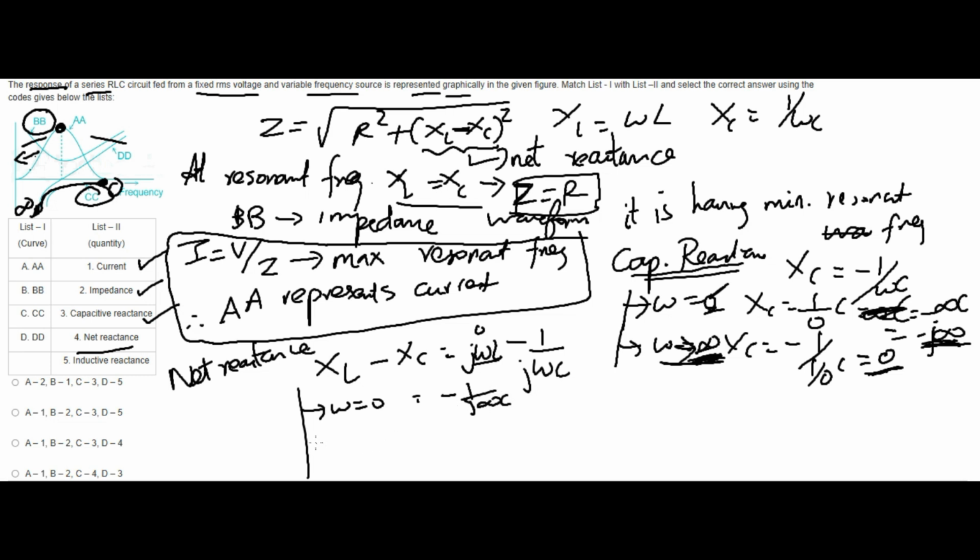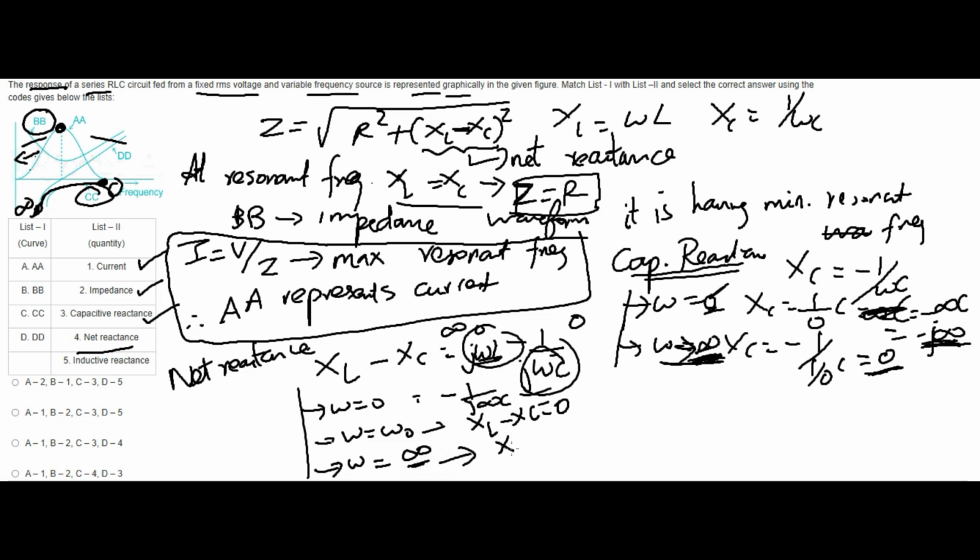And when you find omega equal to omega naught, it is simple: XL minus XC is equal to 0. Omega equal to 0 means 1 by infinity, so this whole term becomes 0. Finally, omega equal to infinity means this term becomes infinite and this term becomes 0. This whole term becomes 0 at omega equal to infinity.